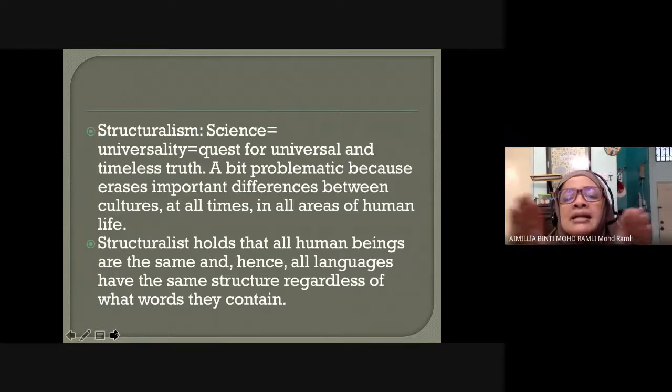So they say that when structuralism studies all of this, adverbs, verbs, and so on, it is using a universalist approach to studying languages, because languages are viewed as being universal. Everyone has a language, everyone has similar components in a language. So structuralists hold that all human beings are the same, and hence all languages have the same structure regardless of what words they contain. Okay, so they also believe that there are no basic differences between cultures, because language is created by culture and society. Culture is created by society.